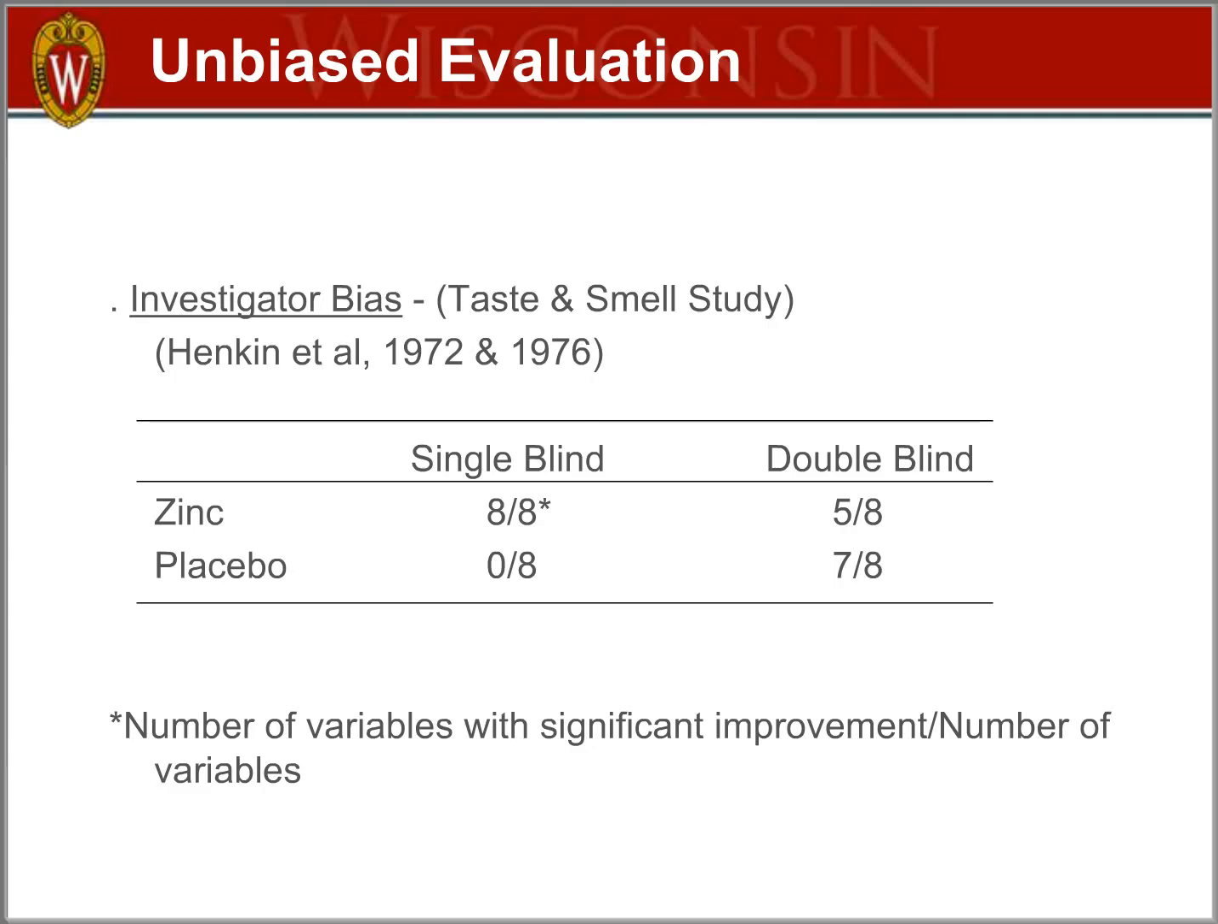When he completed that trial, his superiors suggested he repeat the trial in a double-blind fashion. In the double-blind fashion, only 5 of the 8 modalities improved on zinc. In fact, 7 of the 8 modalities improved on placebo. Clearly, his enthusiasm and knowledge of the treatment being assigned impacted his assessment of the patient's ability to taste and smell.